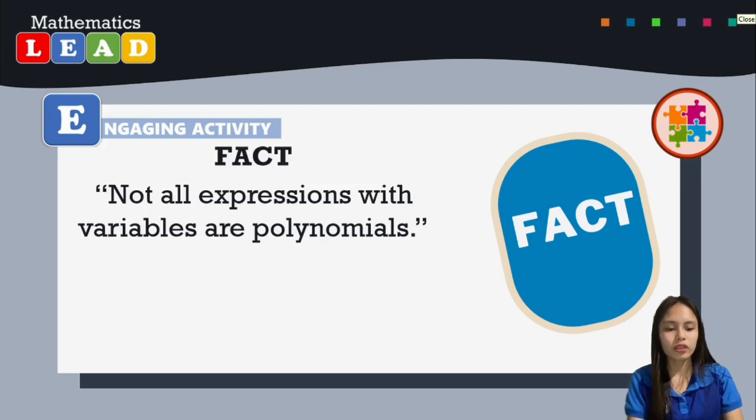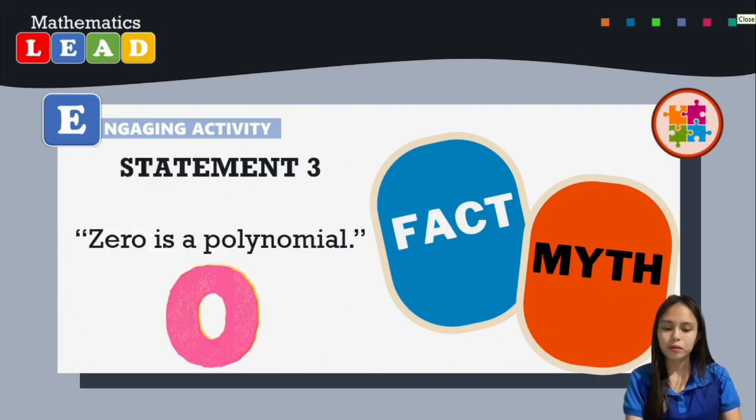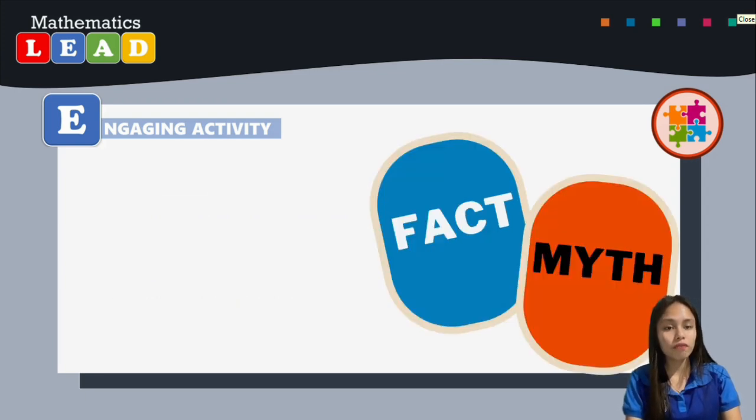Alright, for our third one. 0 is a polynomial. Is it a fact or a myth? Think carefully. Alright, so it is a fact because it has no degree, but it is still classified as a polynomial.